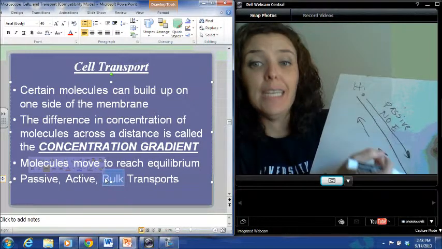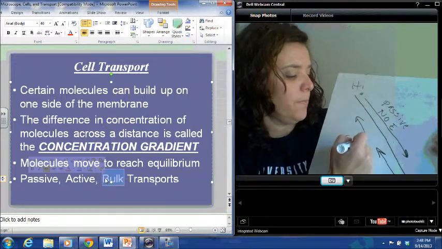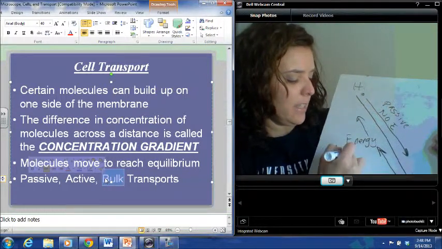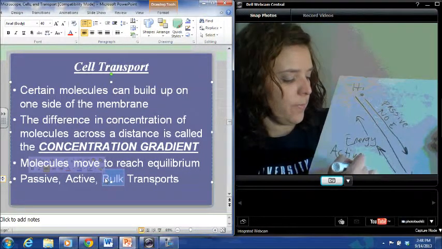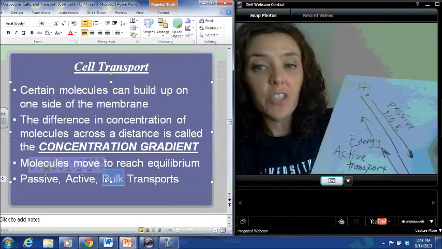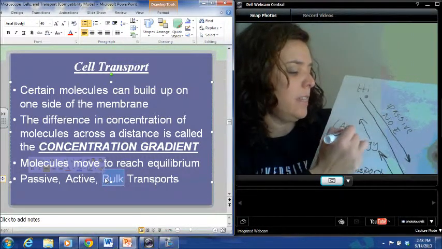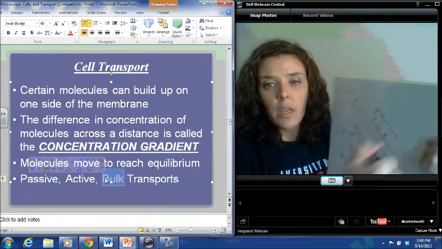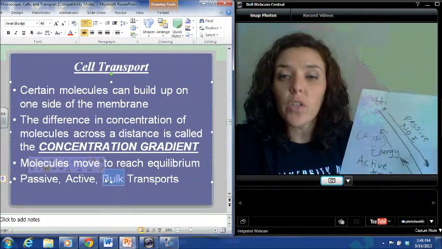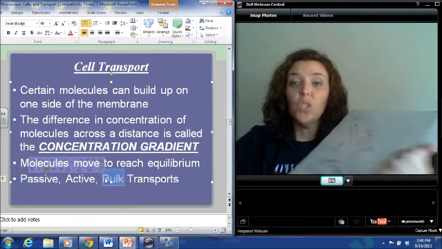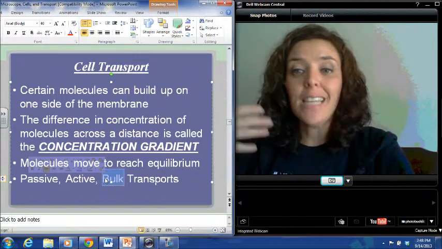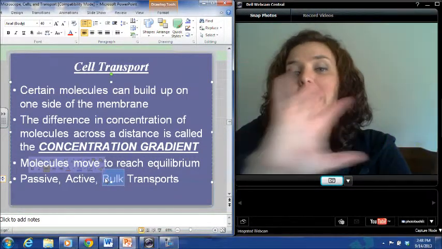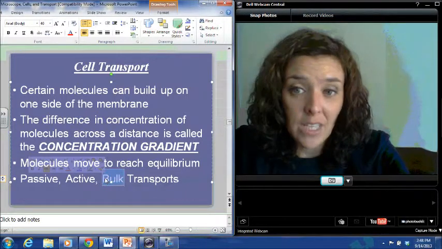So what's required to get it up the ramp? Energy. And if you use energy, that means it is active transport. And hopefully you remember the energy molecule. The energy molecule is ATP. So that's just a simple diagram to show the difference between passive and active. Hopefully it will help. So passive transport requires no energy. So it's very simple. It's like riding your bike down a hill. Whereas active transport requires energy. It's pushing everything against the gradient. And so that requires energy.